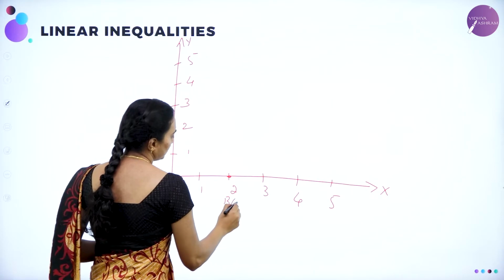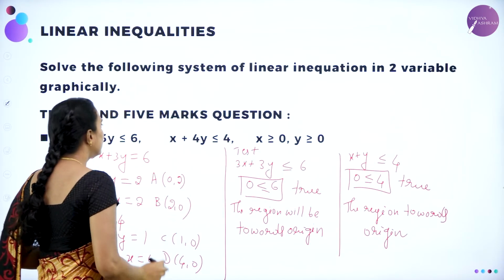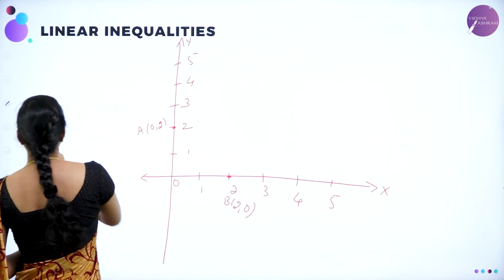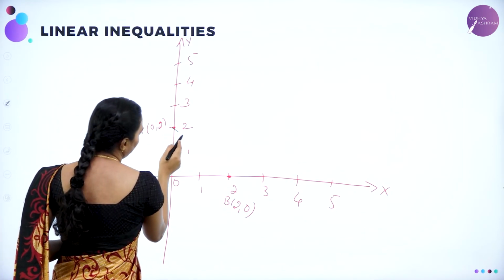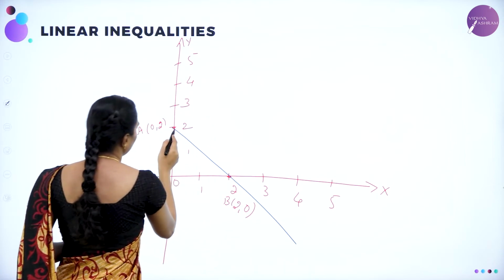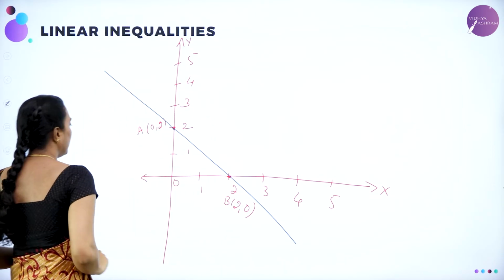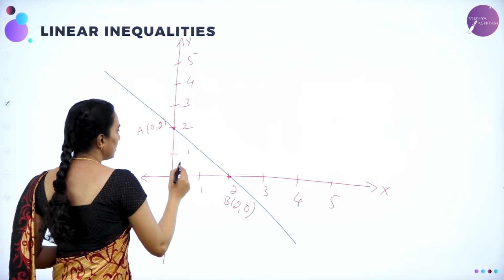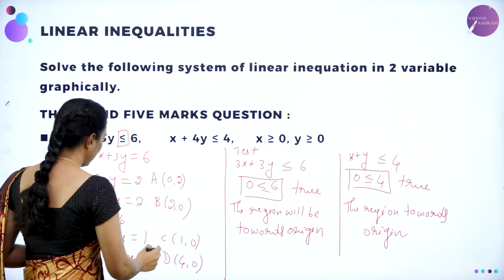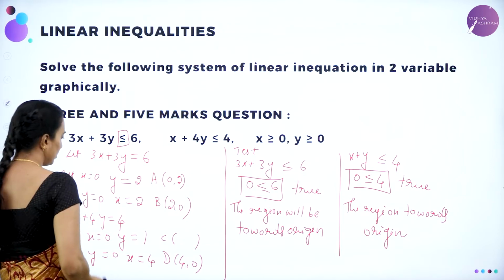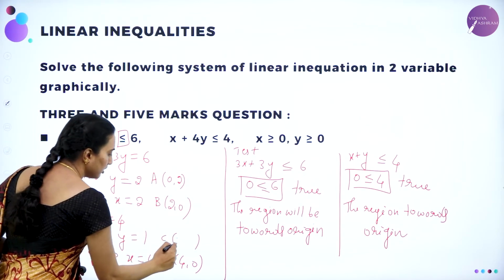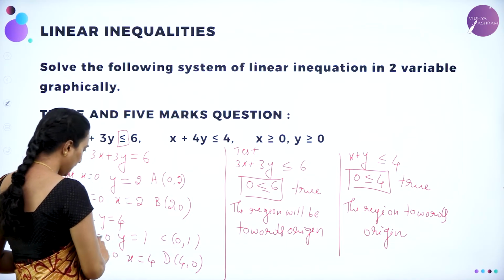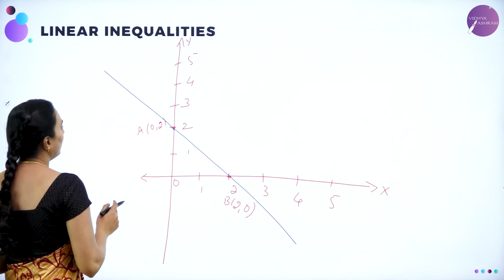B (2, 0). Which line do we need to draw? Since they have given a slack inequality, we should draw a solid line. Therefore, let us join these 2 points by a solid line. Next, let us mark the point C, which will come here. C is (0, 1), not (1, 0). Sorry dear students, I marked it wrong here, because it is x, y. Okay, (0, 1), which will come.